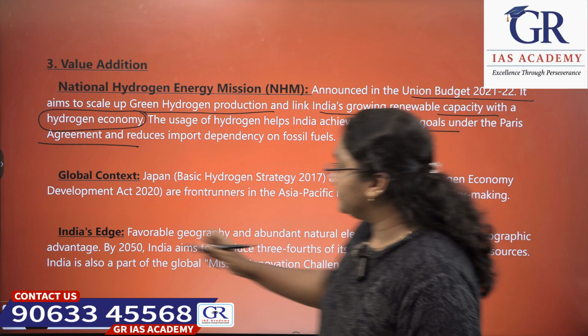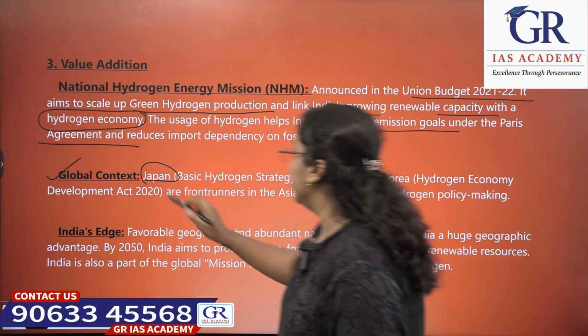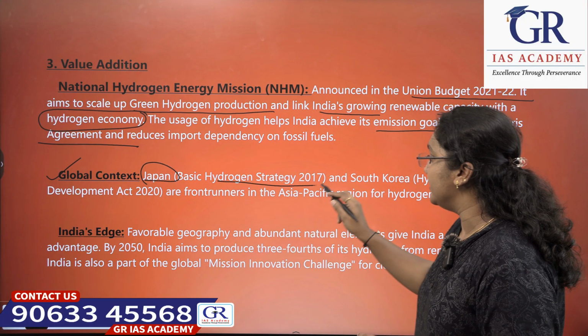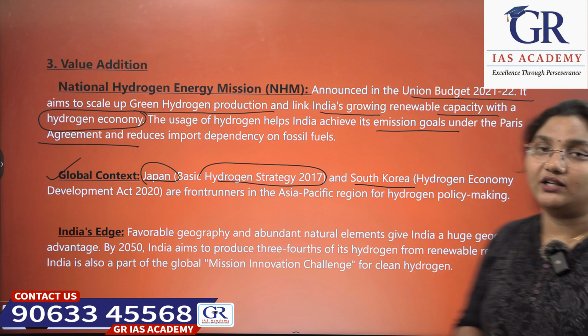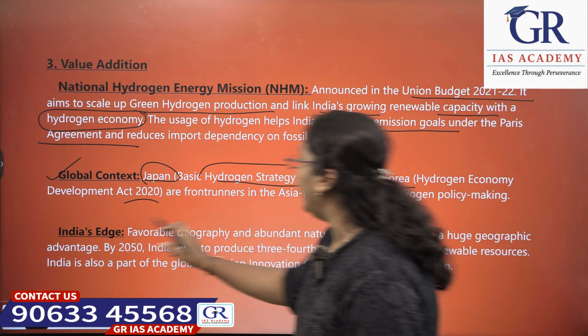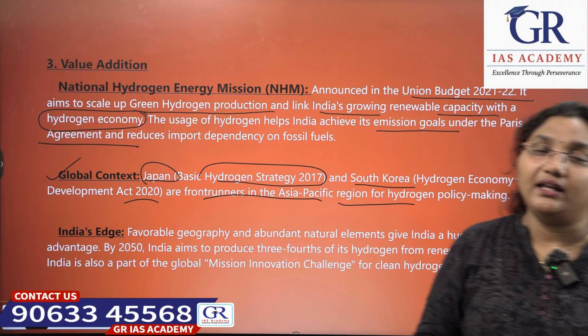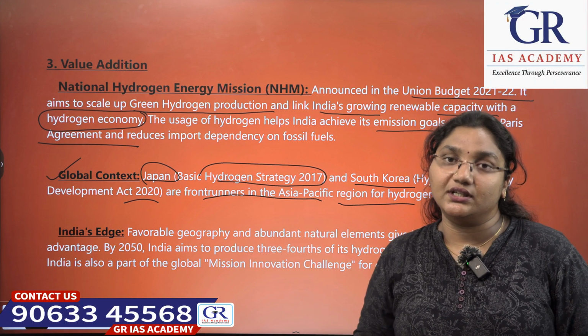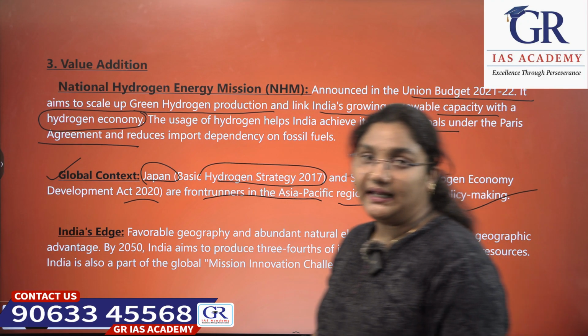Okay. Next, coming to the global context, Japan. Okay, Japan with Basic Hydrogen Strategy 2017 and South Korea with Hydrogen Economy Development Act 2020 are frontrunners in the Asia Pacific region. These two countries are the frontrunners in the Asia Pacific region for hydrogen policy making.